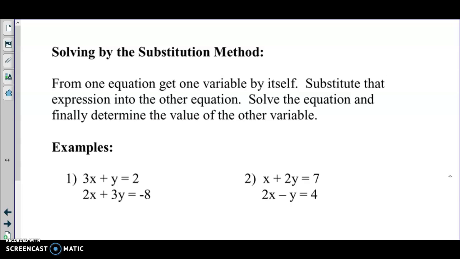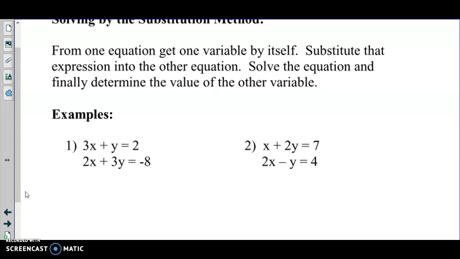All right, let's look at number 1. Hit pause if you still are writing stuff down. Number 1, we have this system here. Looking at our 4 coefficients, we have 3, 1, 2, and 3. So this one here, the y, has a coefficient of 1. So if we rewrite this equation with y isolated, we will get y equals -3x plus 2.